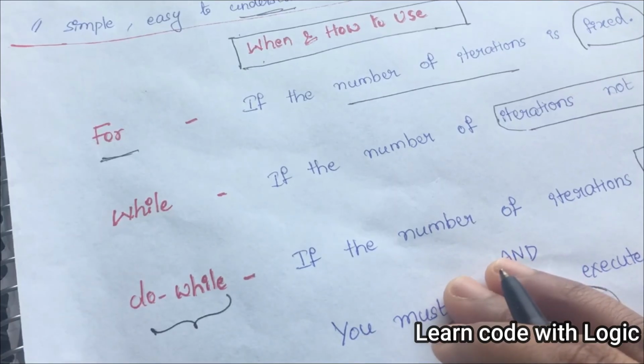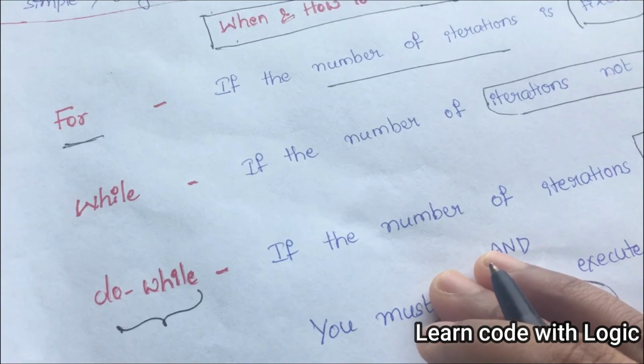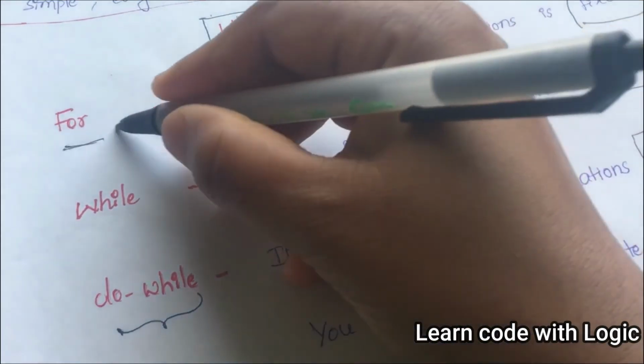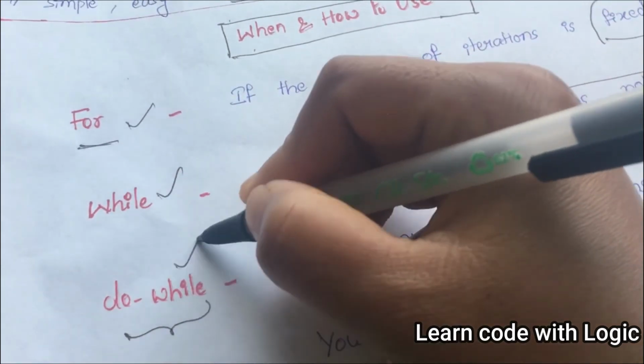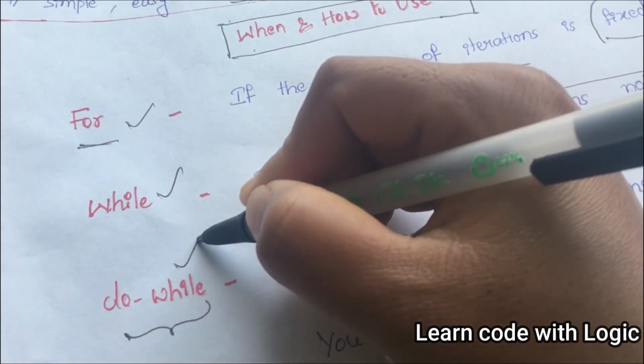This is the basic and key information about the for, while and do while loops. We'll talk about them one by one, and we will implement them one by one in coding in my next tutorials.